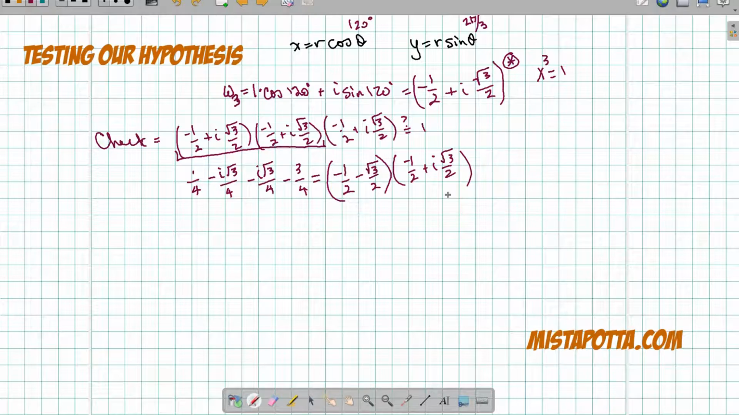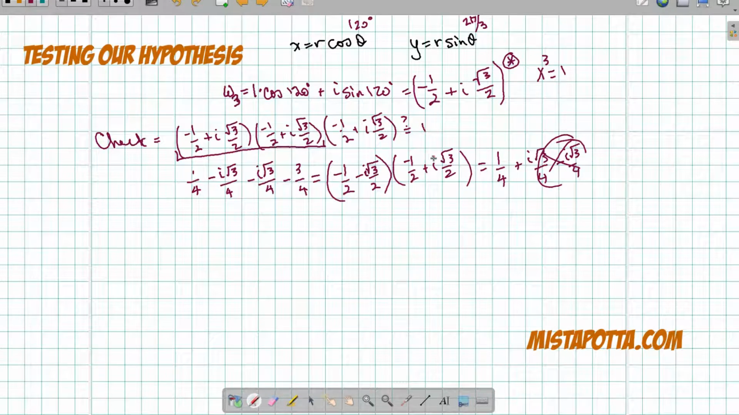And one of the things I notice now is that these are complex conjugates of each other. It's very interesting. We're going to touch upon that in just a moment. Multiplying this out, negative 1/2 times negative 1/2 is a positive 1/4. Negative root 3 over 2 with an i times negative 1/2 is going to be a positive i root 3 over 4. This i root 3 over 2 times negative 1/2 is going to be minus i root 3 over 4, and that's certainly nice.